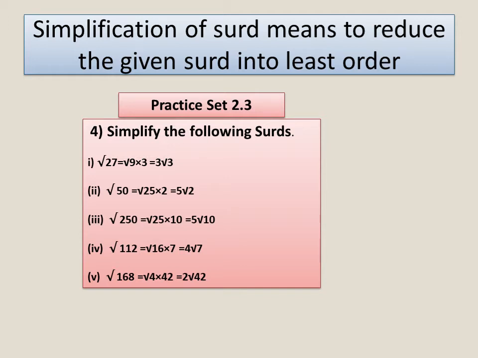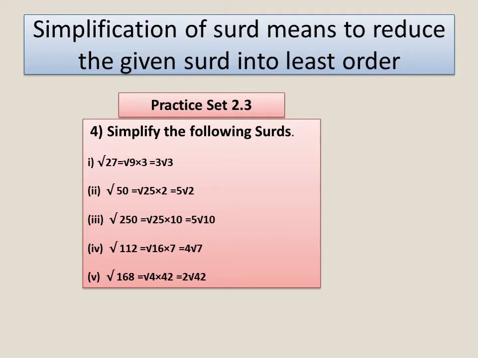Square root of 112. Order 2. Then one square term, 16 sevens are 112. 16 is the square of 4. Therefore the answer is 4 root 7. Square root of 168. Here square root of 168 is divisible by 4. 4 4s are 16, 4 42s are 168. That is square root of 4 into 42, 2 root 42.